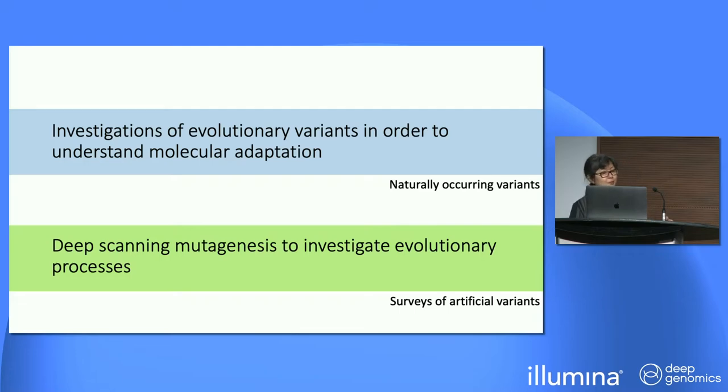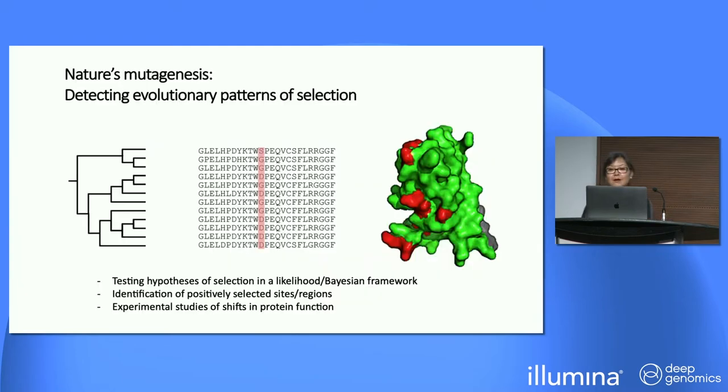We use computational codon-based methods to detect evolutionary patterns of selection. And really the key is phylogenetically based likelihood Bayesian models of evolution to detect patterns of sequence variation consistent with changes in selection. These Bayesian models basically allow us to test a priori hypotheses of selection in an evolutionary framework, which can then be followed up by experimental investigations of possible adaptive shifts in function.